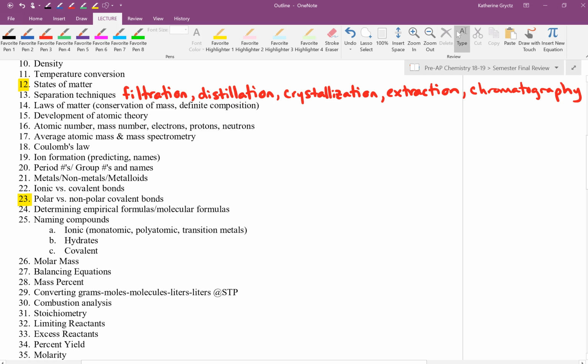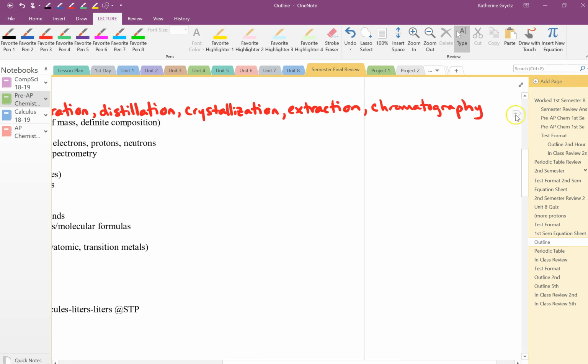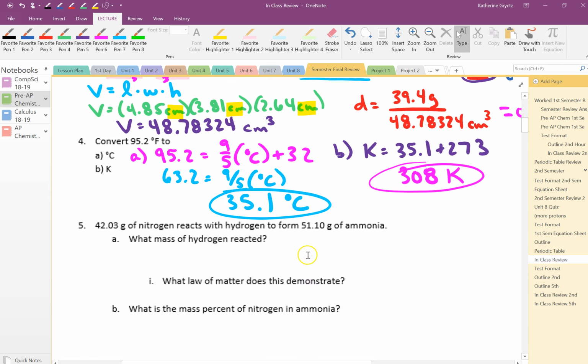And then definite composition said, hey, if you have a particular compound, no matter where you get it from, it will always have the same formula. It will have the same proportion of masses in it. So we have some examples on that.